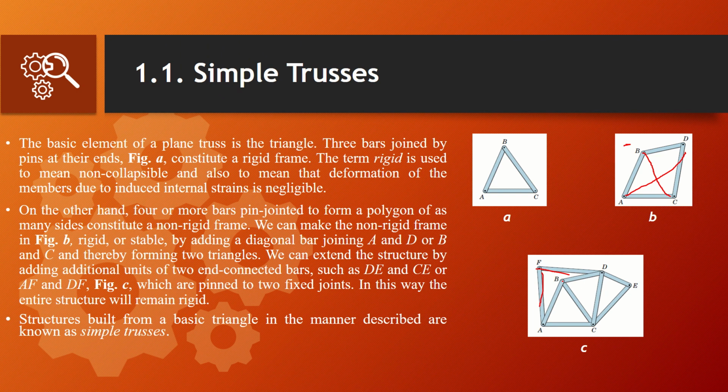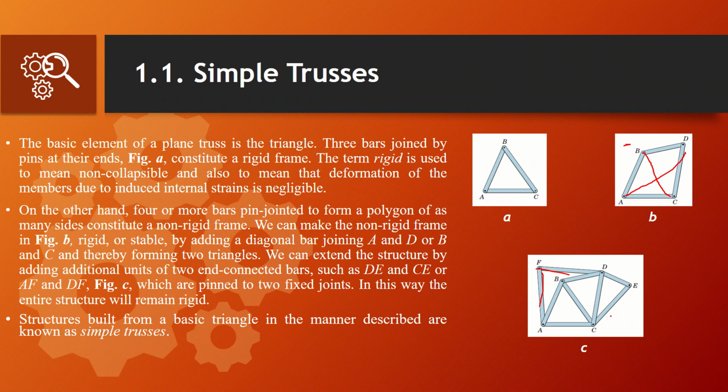Now, the structures built from basic triangles in the manner described are known as simple trusses. If more members are present than are needed to prevent the collapse of the bridge, the truss is statically indeterminate. A statically indeterminate truss cannot be analyzed by equations of equilibrium alone. Additional members or supports are not necessary for maintaining the equilibrium configuration. In other words, the additional members which are not a vital part of equilibrium are called redundant elements.